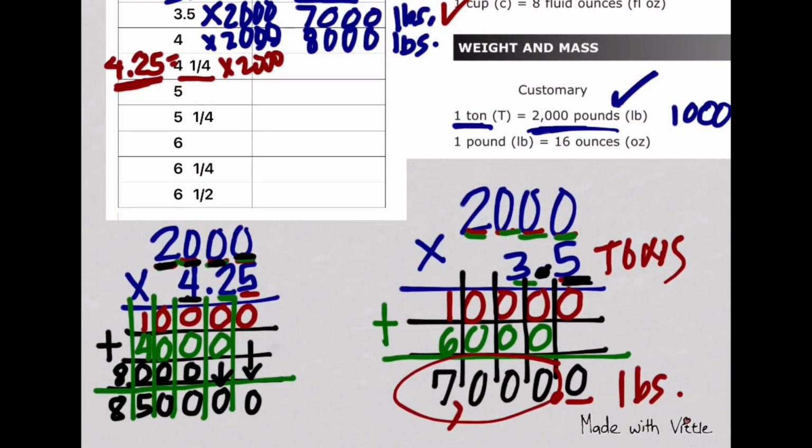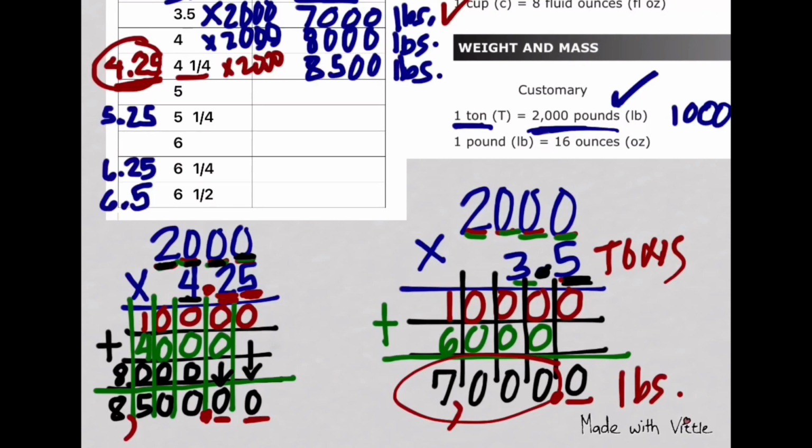Now, how many numbers are there behind our decimal point? There are 2 digits behind the decimal point. Therefore, on our final answer, you should have 2 digits behind decimal point. Therefore, it's not 850,000, but it's 8,500 pounds. That will be equal to 4.25 tons or 4 and 1/4 tons.